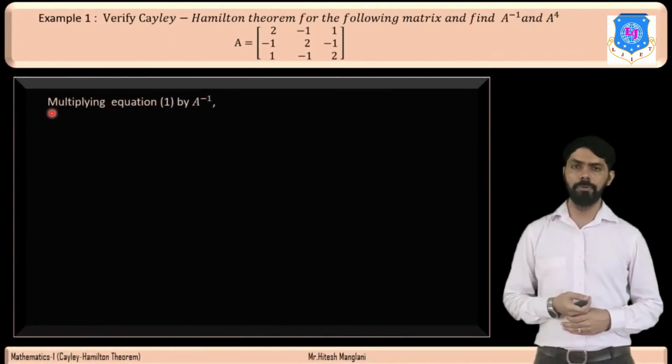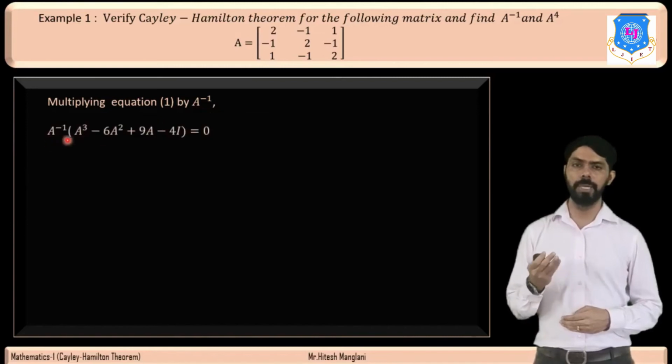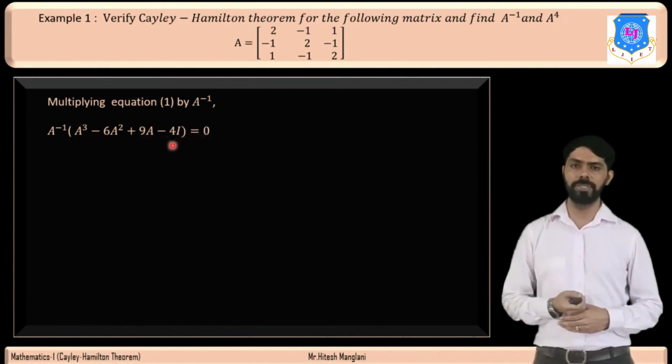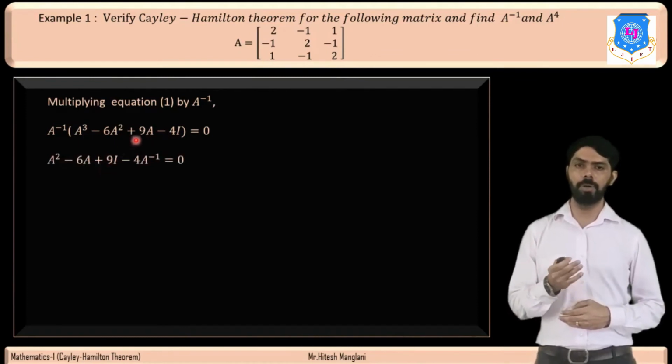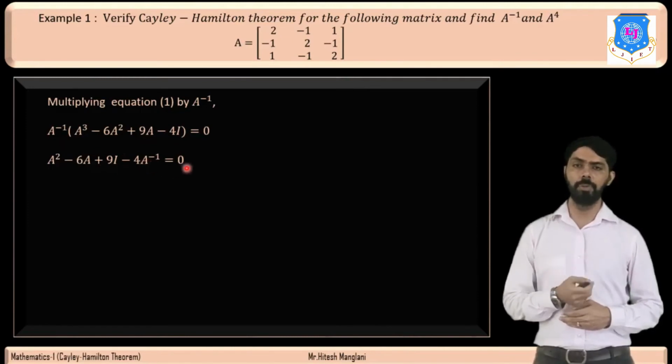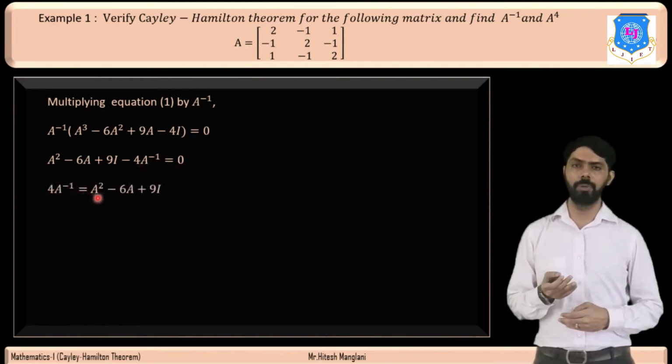So to find A inverse, we will multiply equation 1 by A inverse. So multiplying equation 1 by A inverse, it will be A inverse into A cube minus 6A square plus 9A minus 4I is equal to 0. If we simplify this, then it will be A square minus 6A plus 9I, because A into A inverse is I, minus 4A inverse is equal to 0. Now here we will have to find out A inverse. Therefore 4A inverse is equal to A square minus 6A plus 9I.